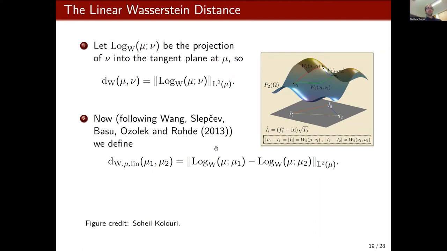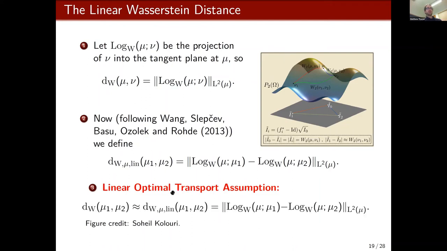The linear Wasserstein distance is just the distance in the tangent space, essentially. The approximation is that if we take two arbitrary measures, mu1 and mu2, then their Wasserstein distance should be approximately equal to the linear Wasserstein distance at some center mu. So this approximation is just saying that this green curve should be approximately equal to this green line here.